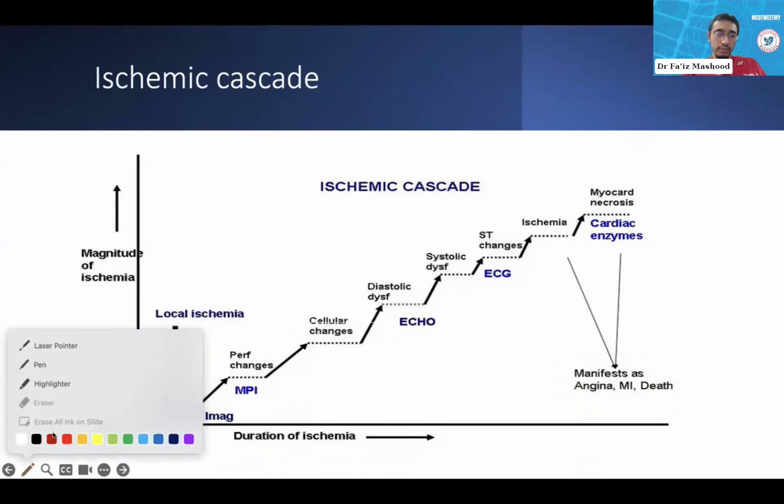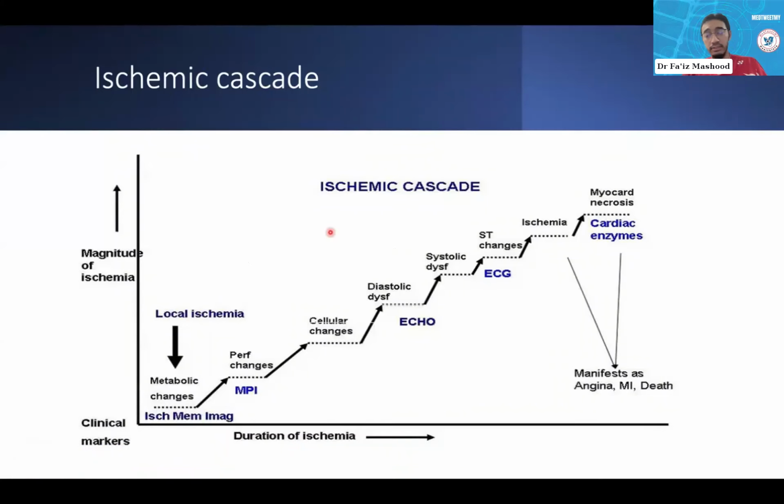will complain to us of, for example, angina or dyspnea, and eventually, at the end of the ischemic cascade, is myocardial necrosis. So it's very important to know about this slide, because each of our cardiac tests detects ischemia at a different point, at a different stage.